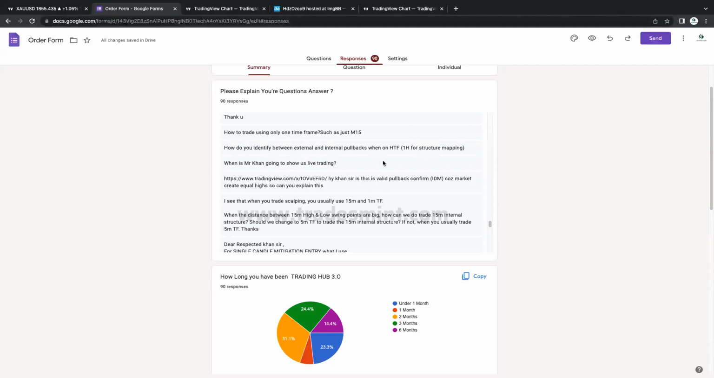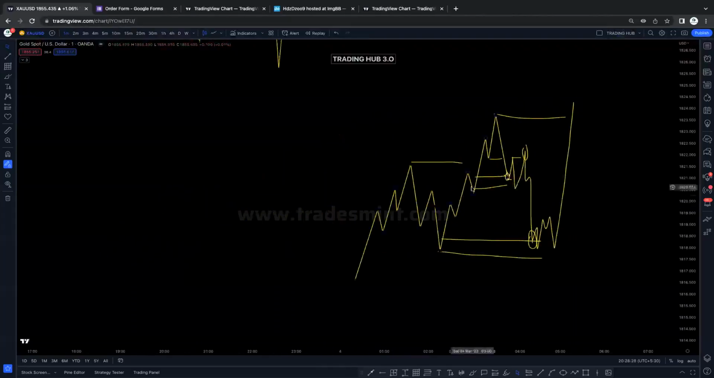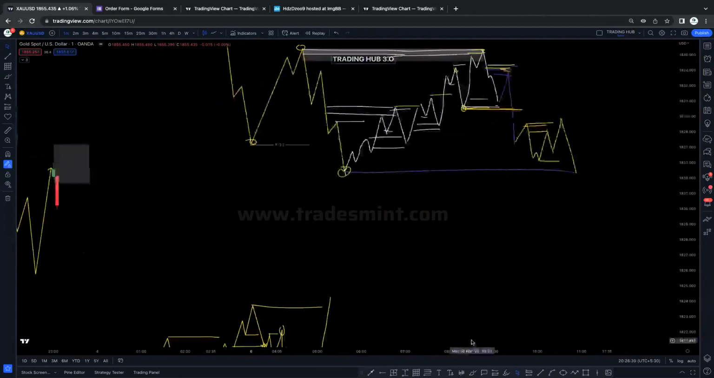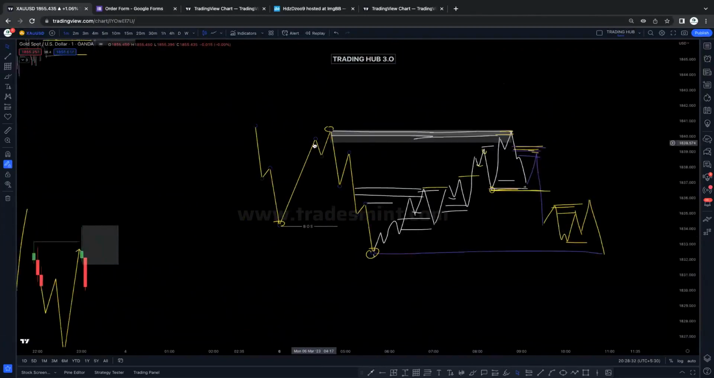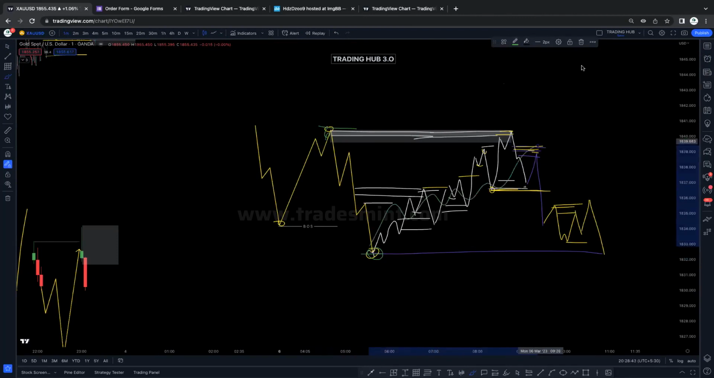The next question: how to identify external and internal pullback when a higher time frame has structure and a lower time frame as well. So higher time frame, internal, external, same process here. Like this is an internal, external, right? This is your external here, and this is your internal.